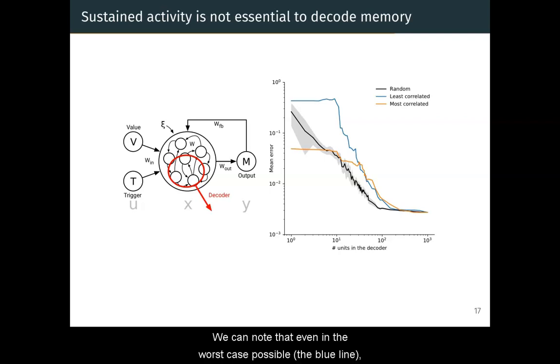We can note that even in the worst case possible, the blue line, only a few dozen neurons are enough to decode the memory with a similar precision as in the best case, the orange line. In other words, the memory can be found even without the neurons displaying a sustained activity. Or, more generally, as long as there are enough neurons to decode from, the memory can be found.